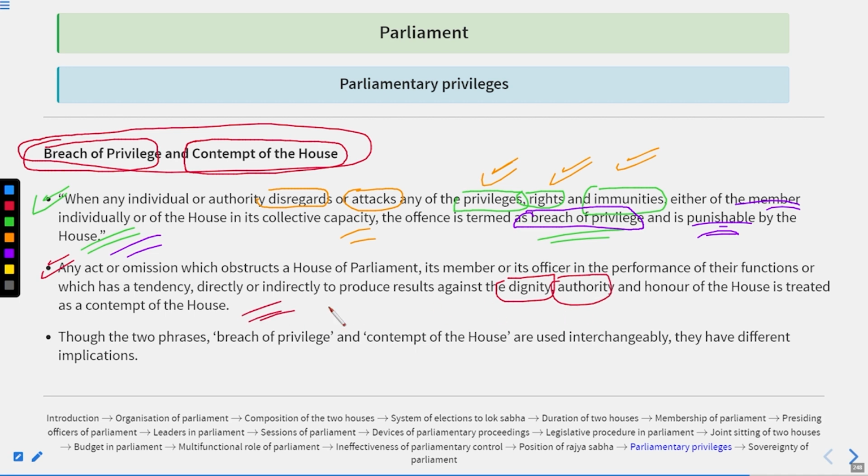So here we have seen the two terms, breach of privilege and contempt of the house, and we have seen their definitions and their meaning.